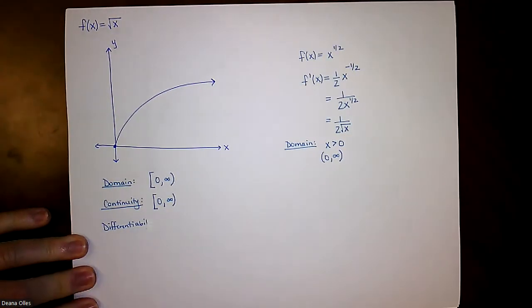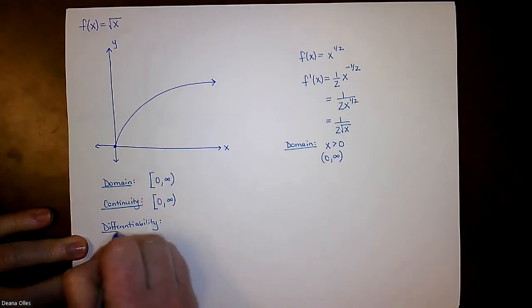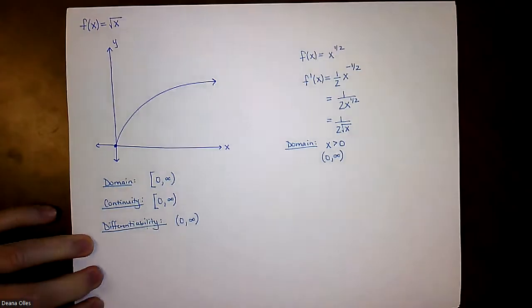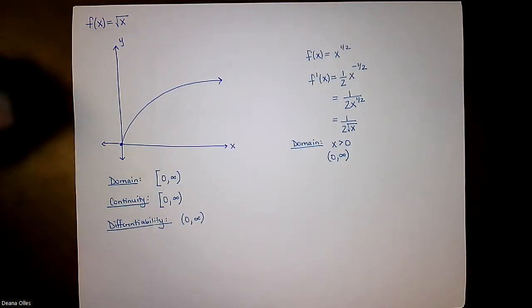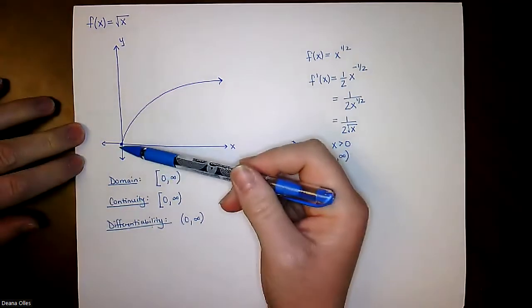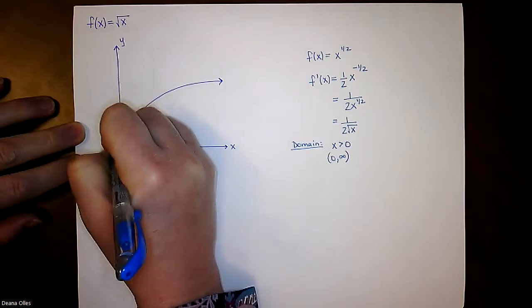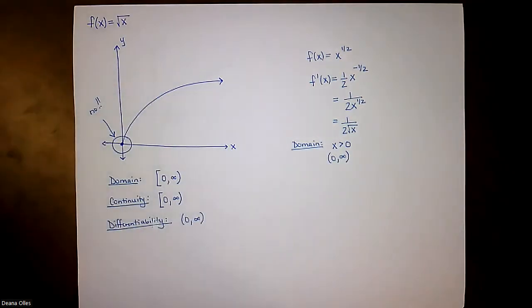All right, so it is the interval of differentiability on the original function, and it is the domain of the derivative of that function. So this function is differentiable everywhere from 0 to infinity, but not at 0. Not differentiable at 0. Okay.